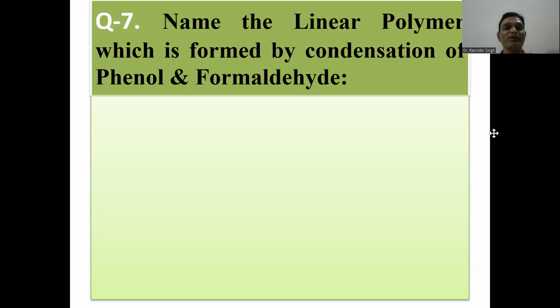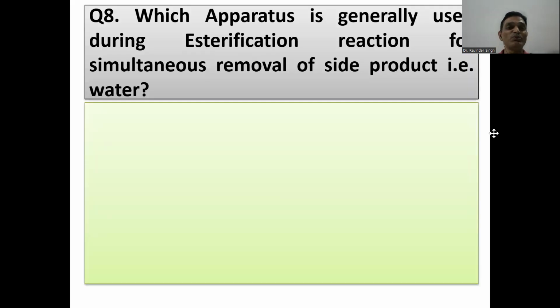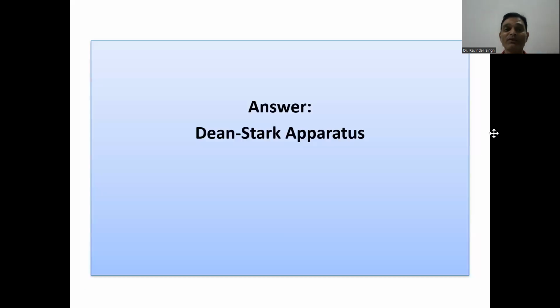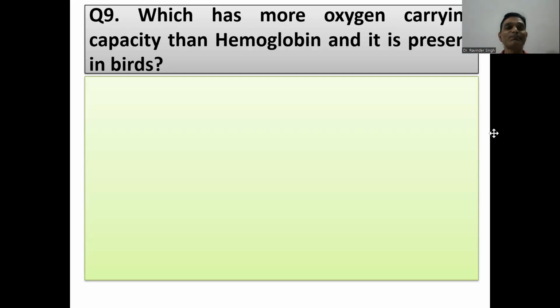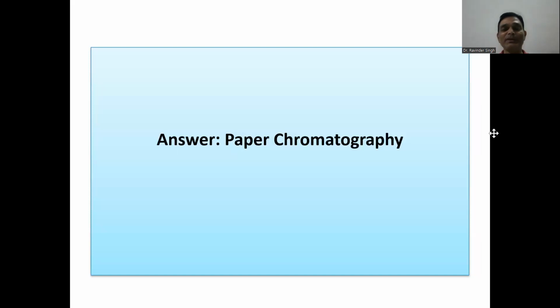Name the linear polymer which is formed by condensation of phenol and formaldehyde. The answer is Novolac, because bakelite is the 3D polymer. Which apparatus is generally used during the esterification reaction for the simultaneous removal of the side product, that is water? The answer is the Dean-Stark apparatus. These are the two more questions for the spectators. Which has more oxygen carrying capacity than hemoglobin and is present in birds? That is myoglobin. Which chromatographic technique can be used in both ascending and descending pattern? That is paper chromatography.